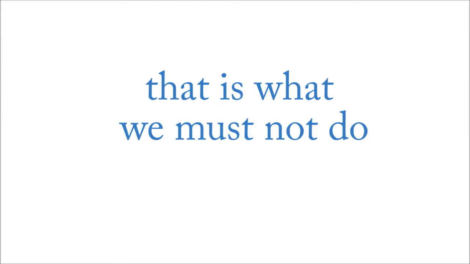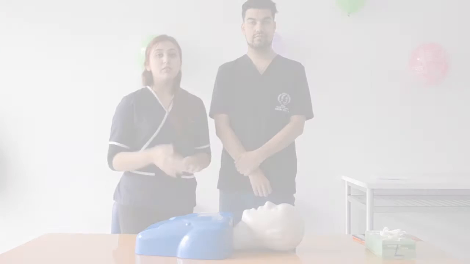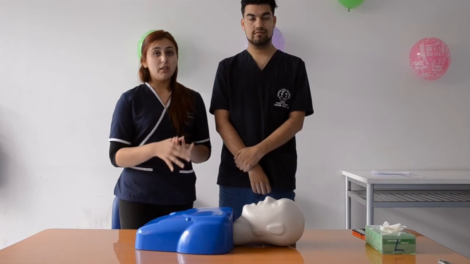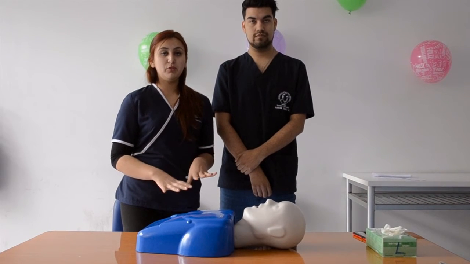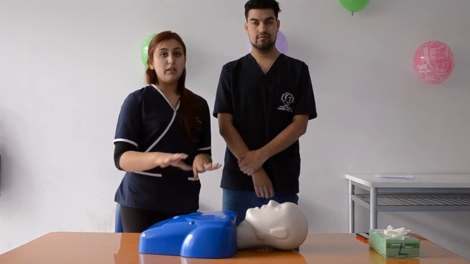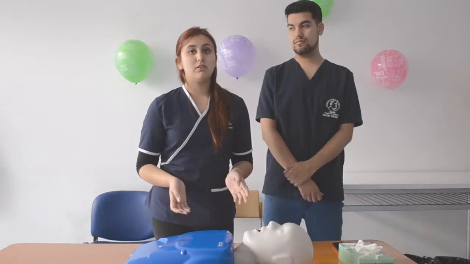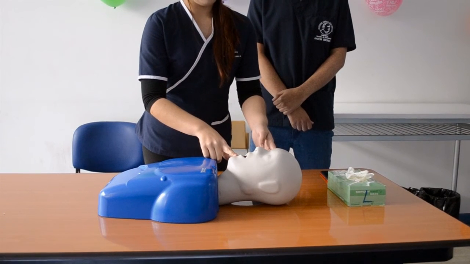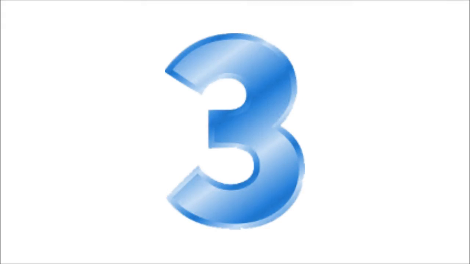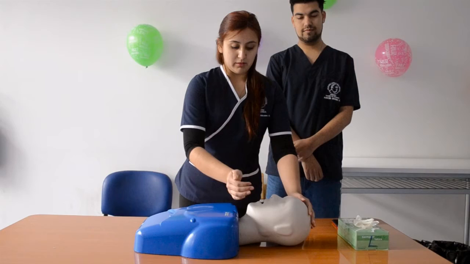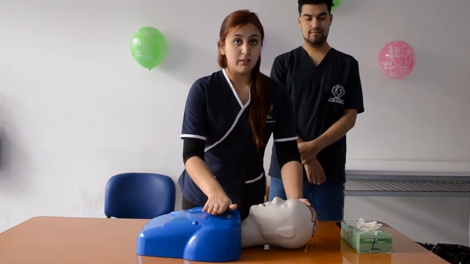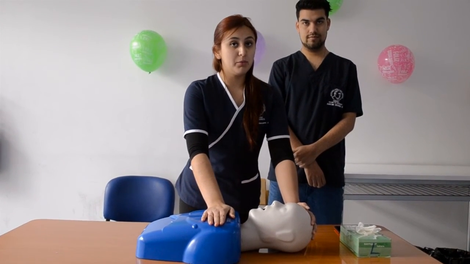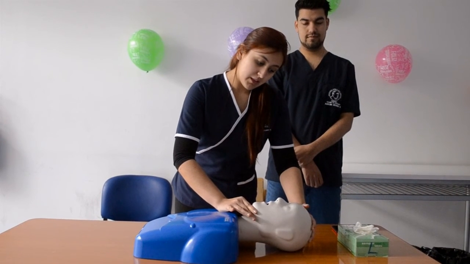That is what we must not do. 1. When we do the artificial ventilation, we should not blow so deeply, because the oxygen can go straight to the stomach and not the lungs. 2. We should not make the ventilation between the nose and mouth. We just cover the nose with our fingers and our lips must stay on the patient's lips. 3. The patient's neck should not be bent toward the chest before starting resuscitation. We should leave the neck straightened.